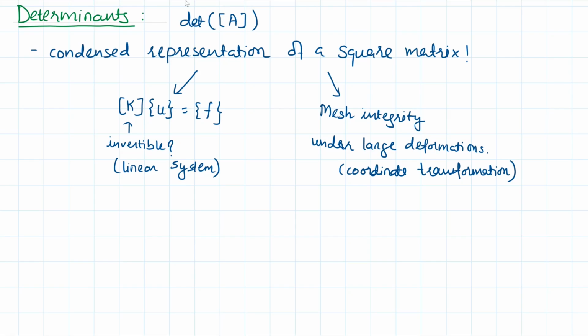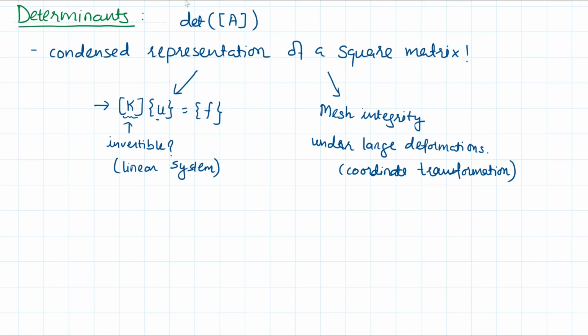So if we are talking about solving a linear system of equations, such as represented by this matrix equation right here, we want to know whether this matrix K is invertible or not in order to get the solution for the displacement vector. Another example is coordinate transformation.